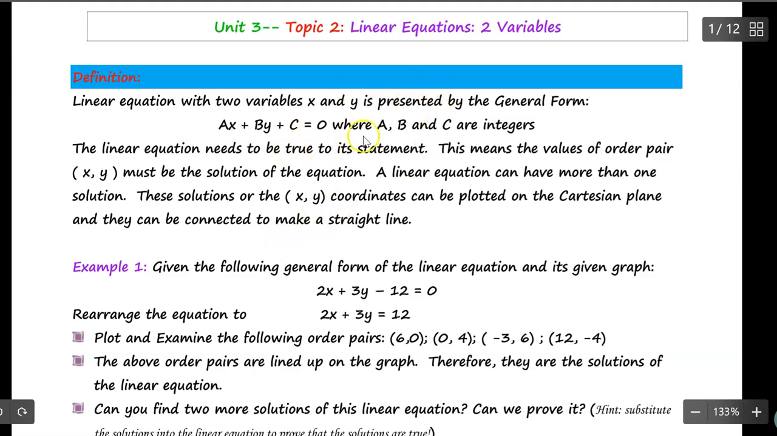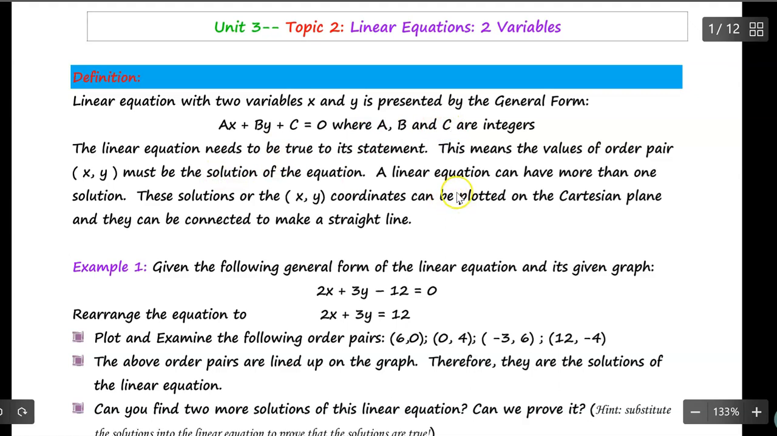If we are talking about a linear equation in general form, it will take on this form: ax plus by plus c equal to 0. Whenever you see a linear equation with two variables presented like this, ax plus by plus c equal to 0, where a, b, c are integers, then this is called the general form of the linear equation. The linear equation needs to be true to its statement. What does that mean? This means that if you have an ordered pair of x and y, you substitute into this equation, it should equal 0, given that you have the values a, b, and c.